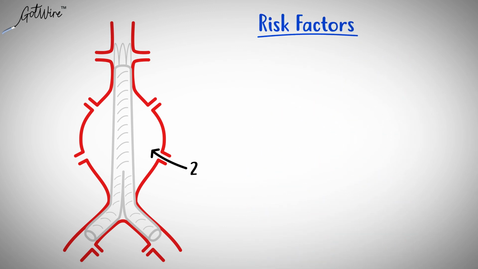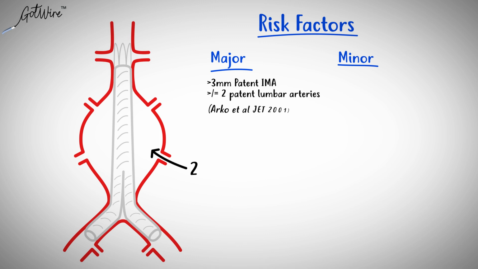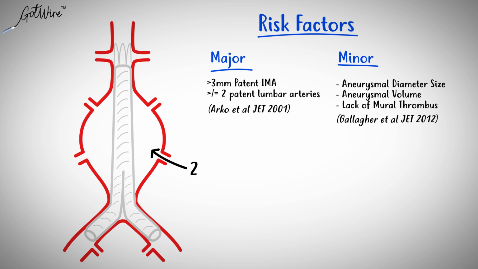The risk factors for type 2 endoleaks can be divided into major and minor. Arco et al. in the JET of 2001 identified that an IMA with a luminal diameter at origin of greater than 3 millimeters is a strong risk factor for patients developing a type 2 endoleak. In addition, the patency of 2 pairs or more lumbar arteries has also been shown to be a risk factor. Other minor risk factors include aneurysmal diameter size, aneurysmal volume, and lack of mural thrombus, as reported by Gallagher in 2012.